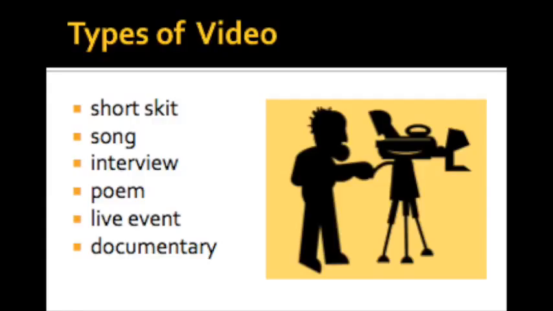With this in mind, I am going to walk you through the process of developing your own video with closed captioning. First, you must decide what kind of video you want to make. Your options are quite extensive. You can make a video that showcases a short skit, a song, an interview, a poem, a live event, as well as other options.